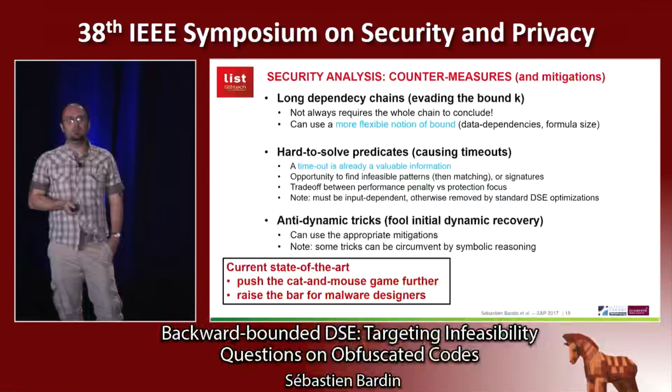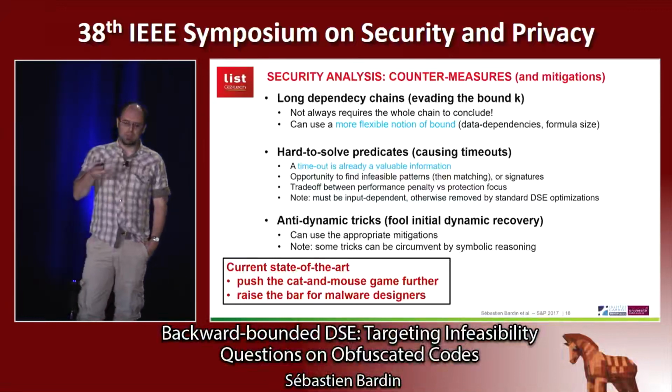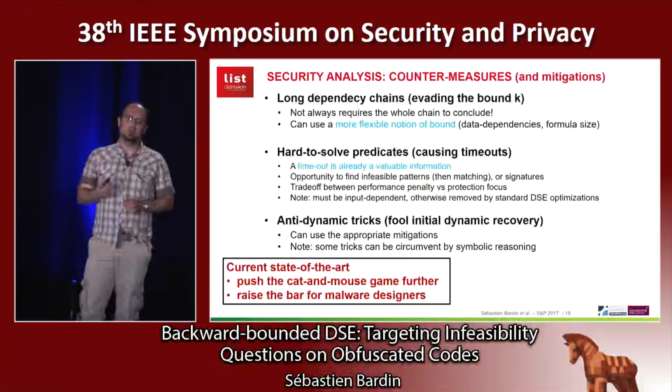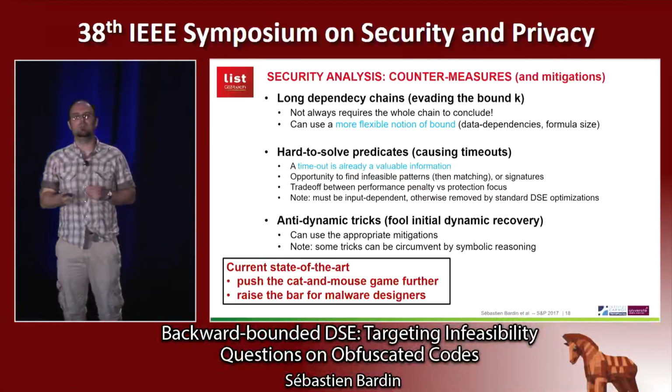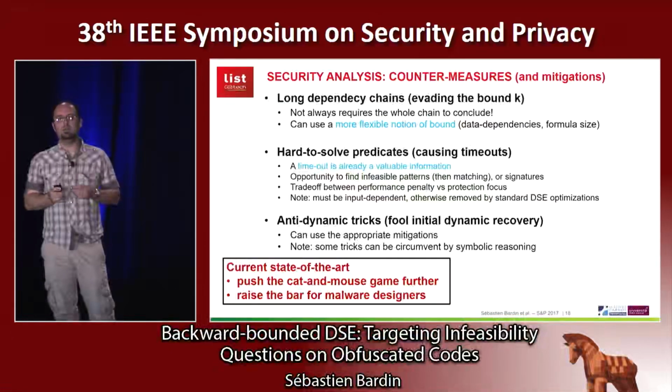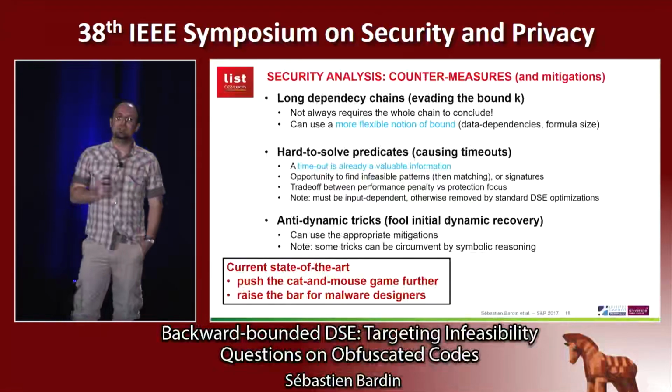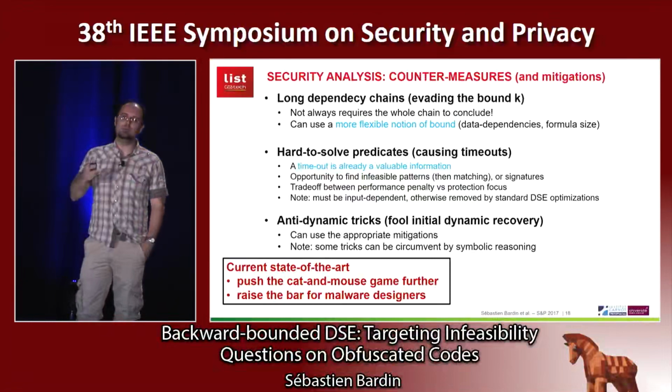There is also a quite recent paper by Banescu and Debray at ACSAC last year, a study of how to defeat symbolic execution for reverse engineering. They consider the standard forward symbolic execution, but I think most of the techniques may be useful in the context of this work, but clearly we still need to think. We don't always agree with Sebastian on what can be done or not. So clearly the cat and mouse game is still going on and we need to push it further.